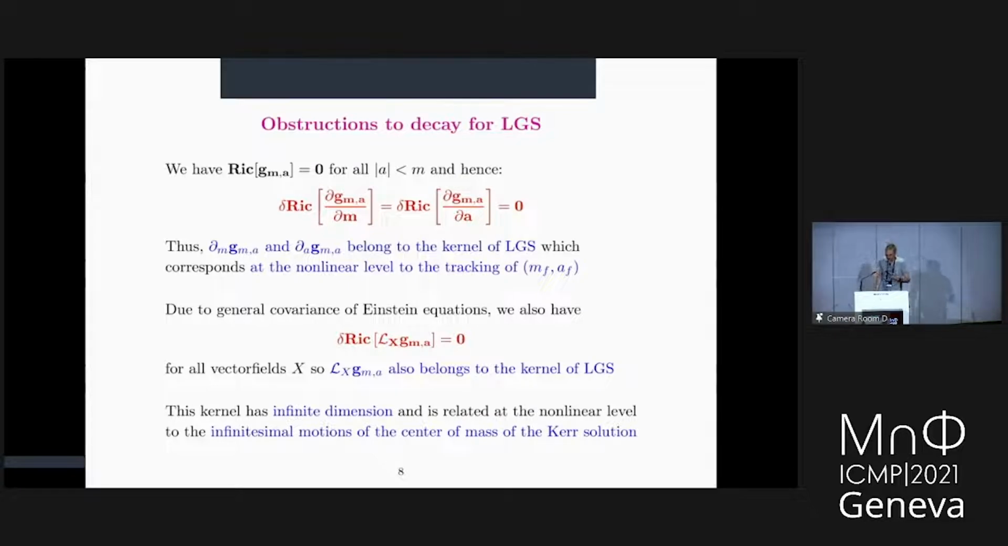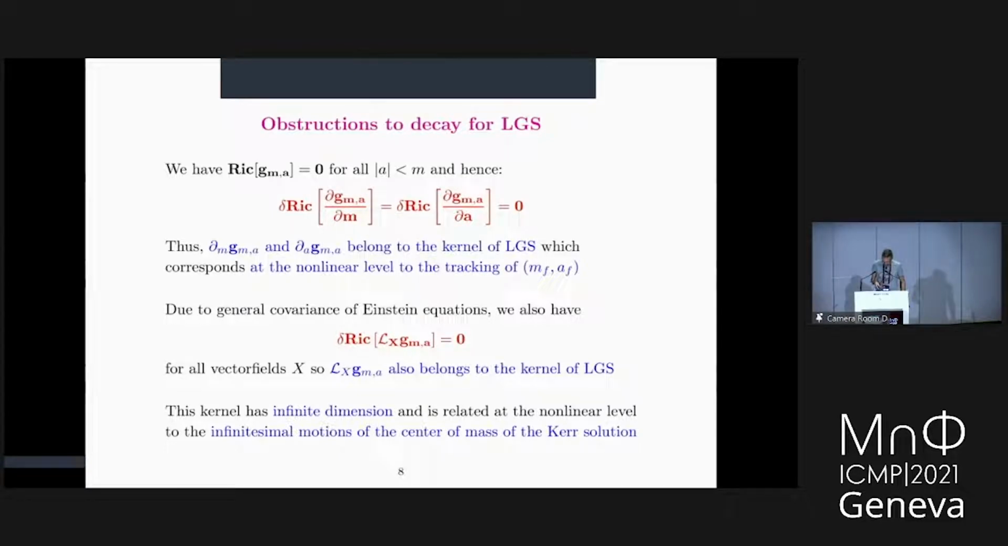And at the linearized level, this reflects in the fact that any Lie derivative of a vector field X applied to the Kerr metric is in the kernel of the linearized system, for any vector field X, and of course there are infinitely many. So this is an infinite dimensional kernel, and hence a priori much more serious. In particular, typically modulation is usually done in finite dimensions. So this is actually a quite interesting problem.